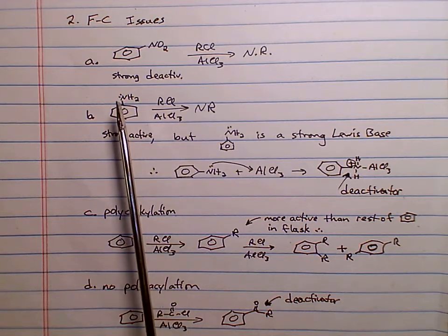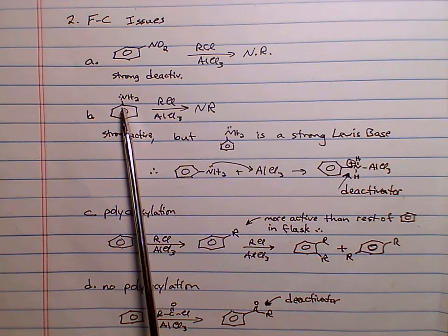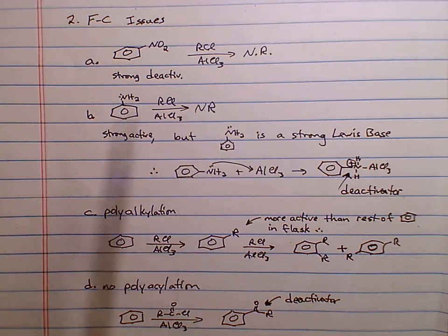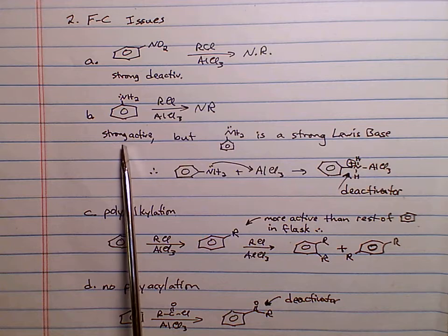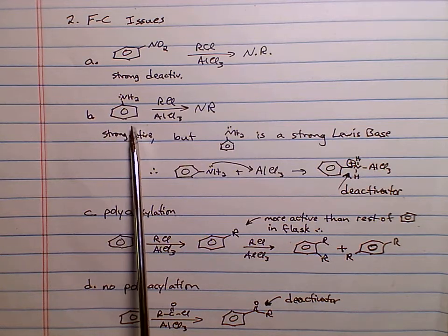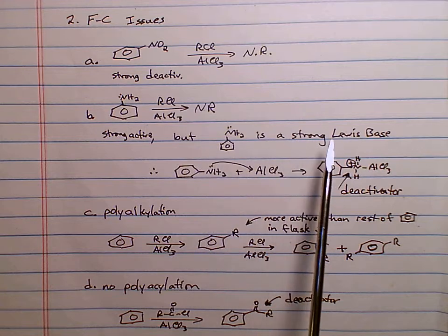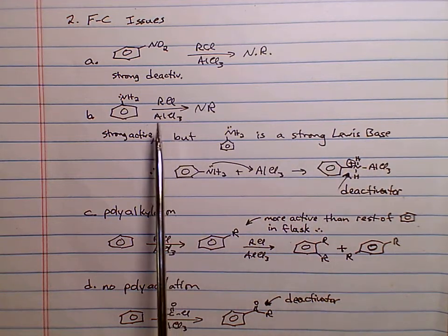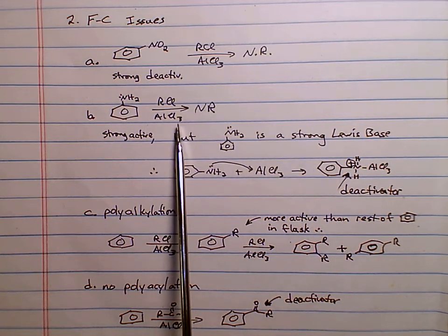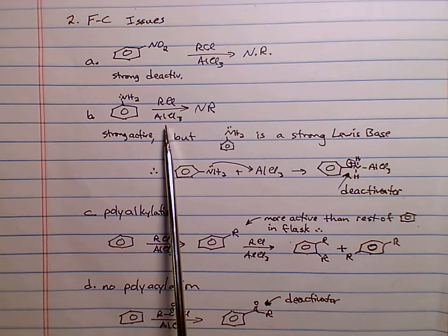Turns out nitrogen aniline groups on here, amines, do not do Friedel-Crafts also. Because the problem here is this is a strongly activating group, but a nitrogen with 2 electrons is just a very, very strong Lewis base. And AlCl3 is a really nice Lewis acid.